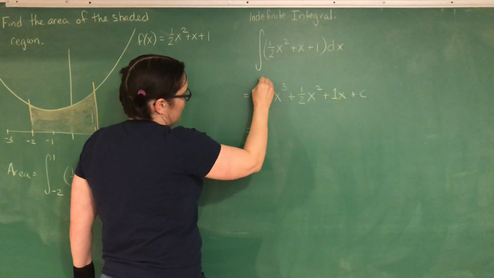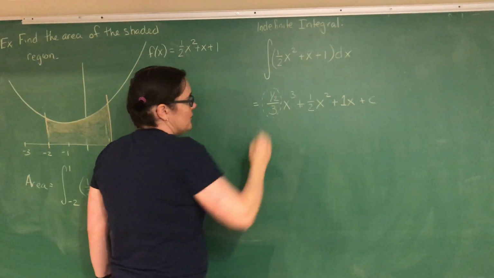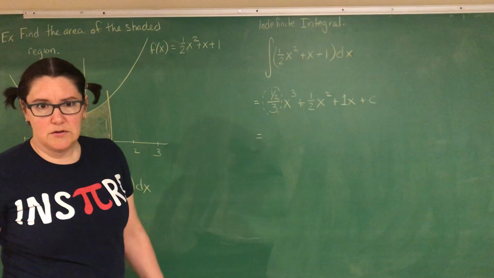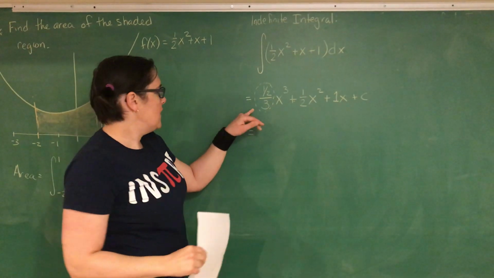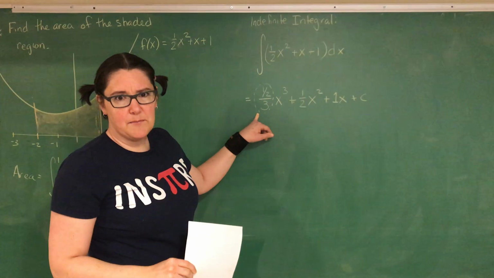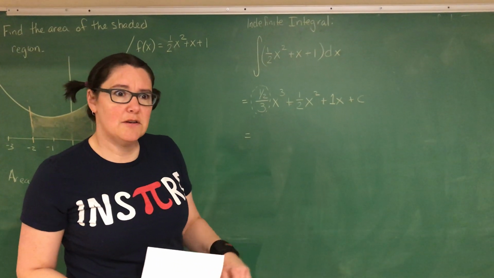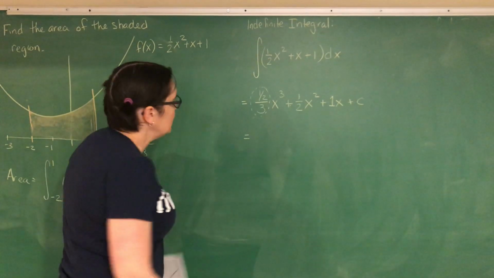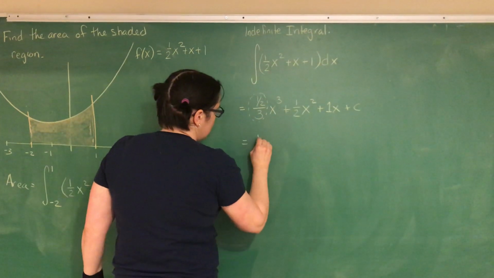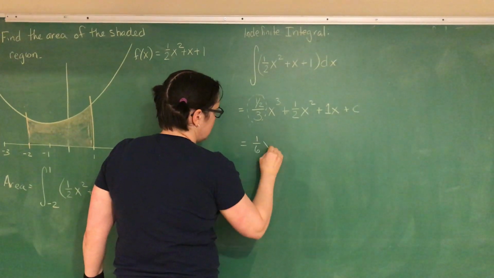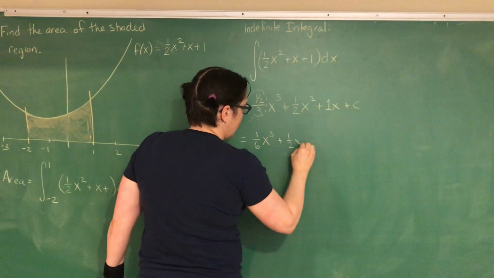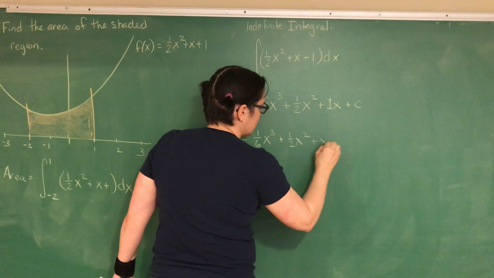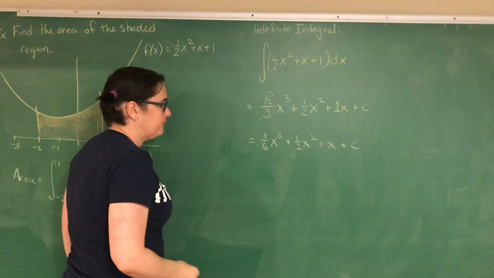I'm going to clean up this fraction at the beginning. You can either do this by hand or you can do this in your calculator. I did post on our website, if you're not familiar with the fraction button in your calculator, there's a video there, you should check it out. But 1/2 divided by 3 is 1/6, so we have 1/6 x to the third plus 1/2 x squared plus x plus c.